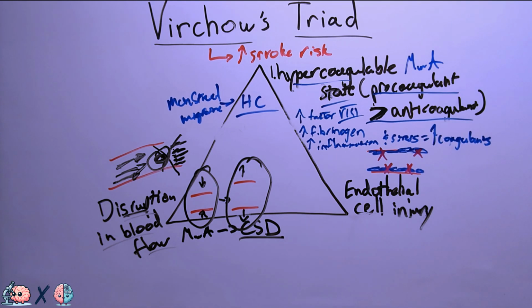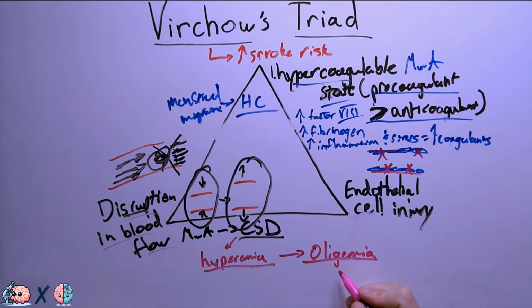But that's not all. Cortical spreading depression also provides us with a wave of hyperemia. Hyperemia is increased blood flow followed by oligemia, and oligemia is reduced blood flow. So as this wave of activity spreads across the cortex, we have an increase of blood flow and then a reduction of blood flow. What does this result in? Turbulence. It results in turbulence in the blood vessel.